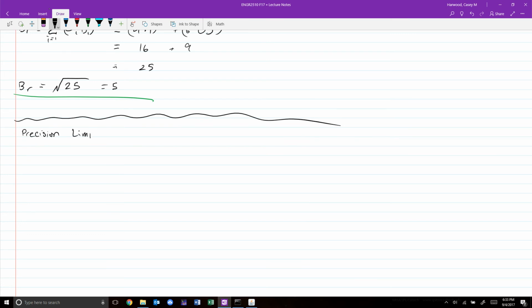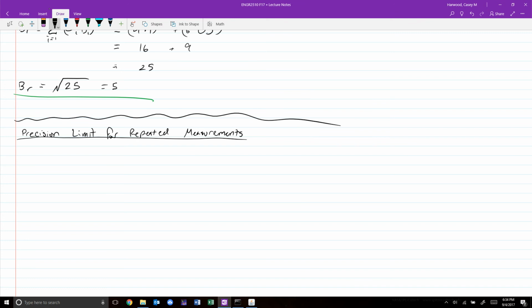Precision limit for repeated measurements. The idea here is, you're able to calculate R as many times as you have measurements of x1 and x2. In the case of the pre-lab, you'll have 10 values of R to work with.